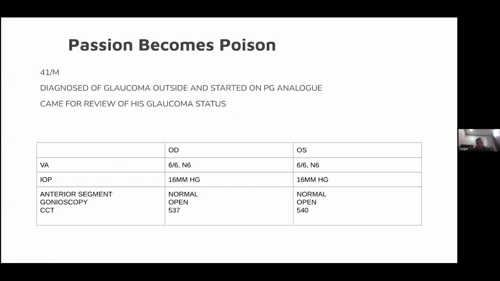So, a very interesting case. We labeled this as passion becomes poison. A 41-year-old male, diagnosed with glaucoma elsewhere, came to me for review of his glaucoma status. Vision is normal, and pressures were 16 millimeters of mercury at the time of presentation. He was using a PG analog in both eyes, on one drug. Gonioscopy showed open angles, anterior segment unremarkable, CCT within normal limits.